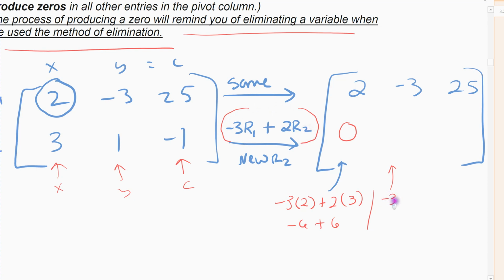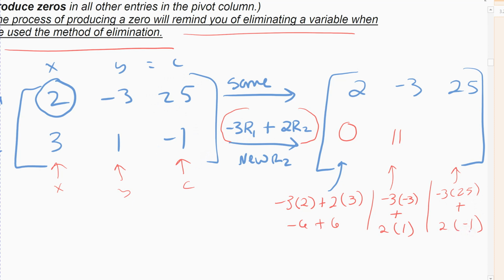So -3 times the y value in row 1, which is also a -3, and then add to it 2 times the y value in row 2, which is 1. So I'm going to get 9 plus 2, and so that's going to come out 11. Right, and then I do the same thing with the constant. So -3 times the constant value in row 1, so -3 times 25. Add to it 2 times the -1 in row 2, right? That's this process: -3 times the constant in row 1, 2 times the constant in row 2.